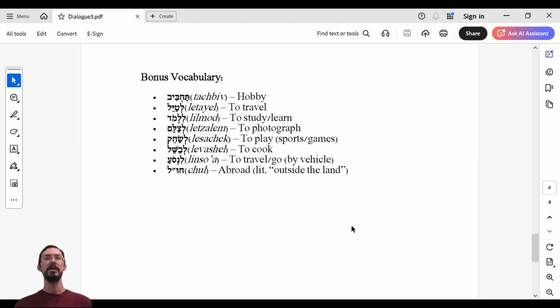Letzalem means to photograph. And now the word for image, tzelem, that's kind of like what you use. Whenever the prohibition not to make an image comes from Al ta'aseh lecha tzelem, do not make an image for yourself, the word tzelem is used. Letzalem is to photograph, to make an image of something.